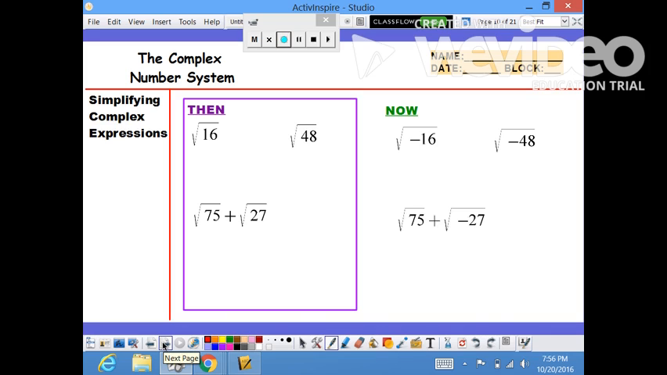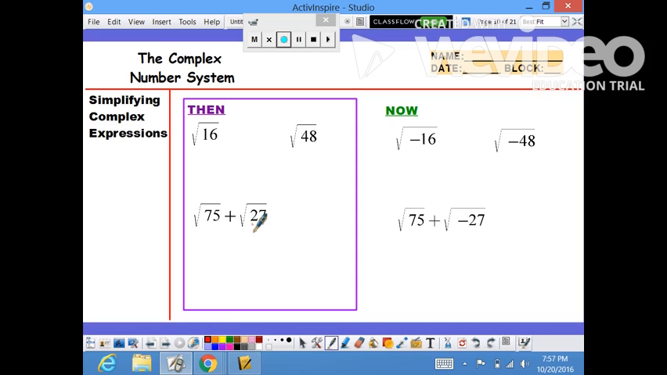Back in Math 1, you were looking at radicals such as the square root of 16 and the square root of 48. And you may also have added or simplified radicals such as the square root of 75 plus the square root of 27. So those rules still apply, and that's fair game to what you're about to extend them to.